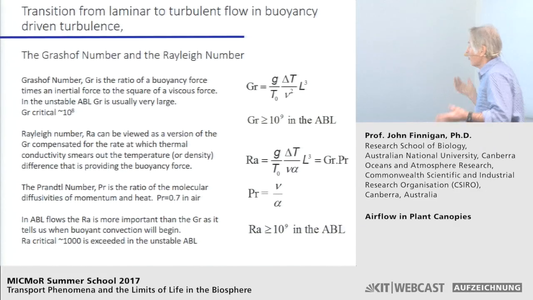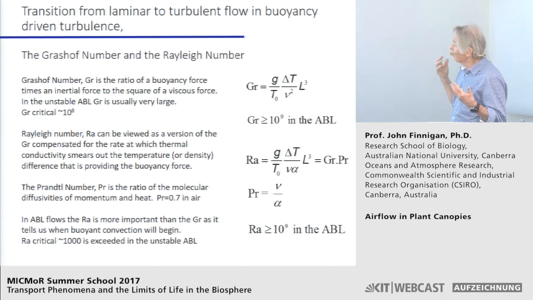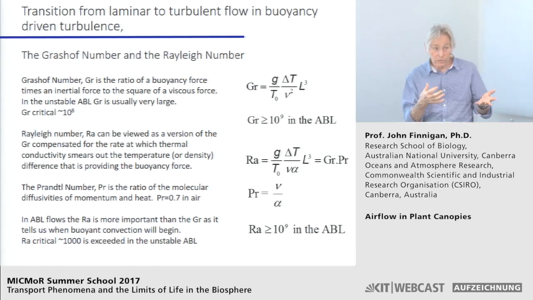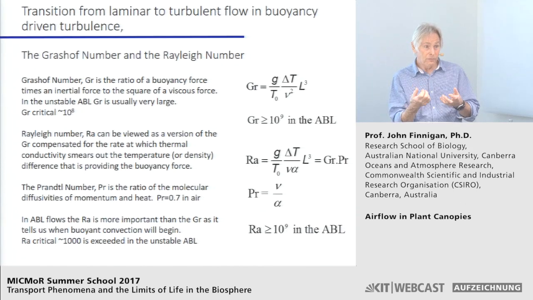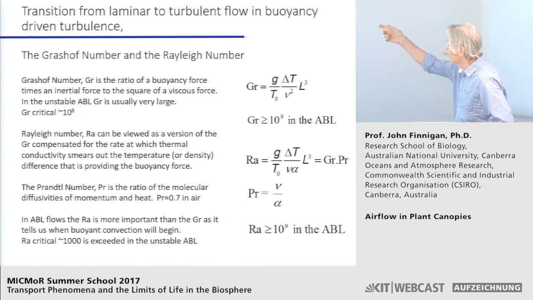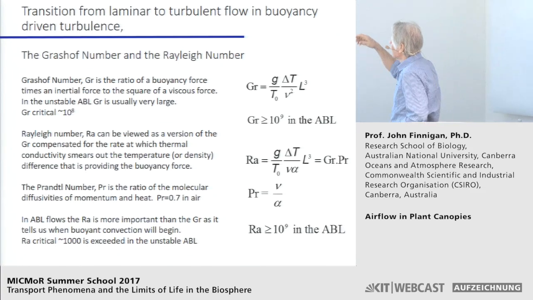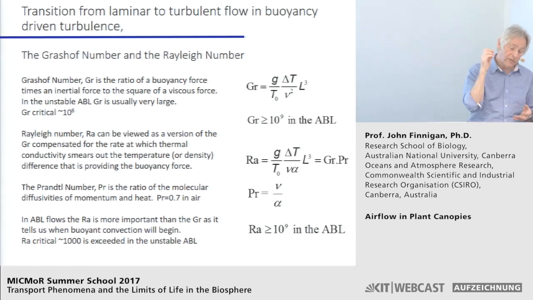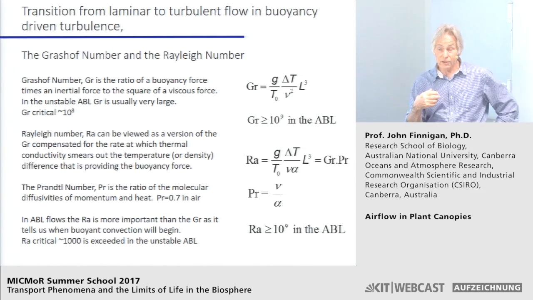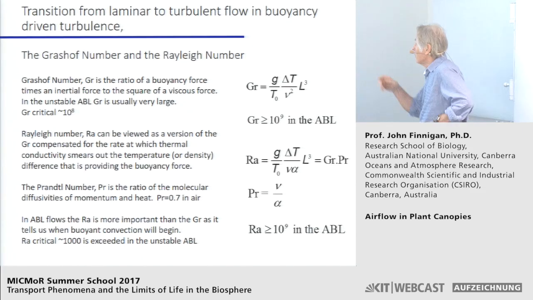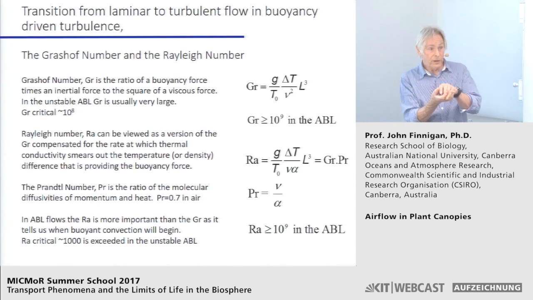So when we look at the transition from laminar to turbulent flow in buoyancy-driven turbulence, we can do what Reynolds did, and compare the buoyancy force with the slowing down action of viscosity. So the buoyancy force involves g upon T naught. g is the acceleration of gravity. T naught is a reference temperature in degrees absolute, degrees Kelvin, so probably 300 K outside here. And delta T is the temperature perturbation.